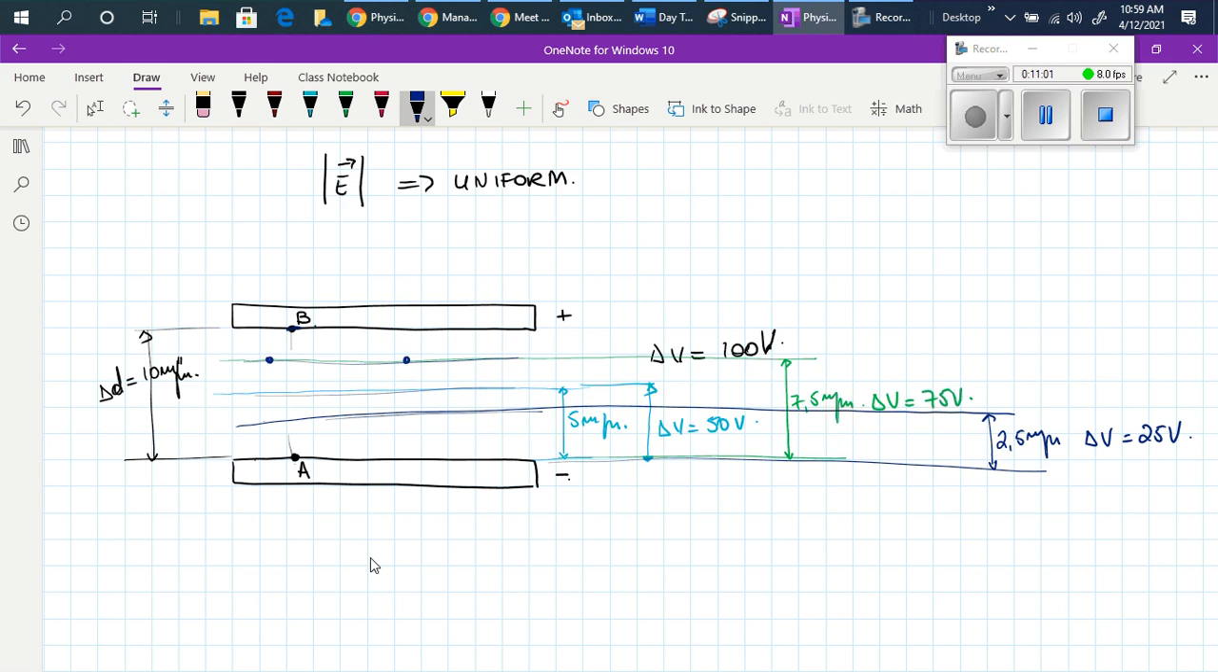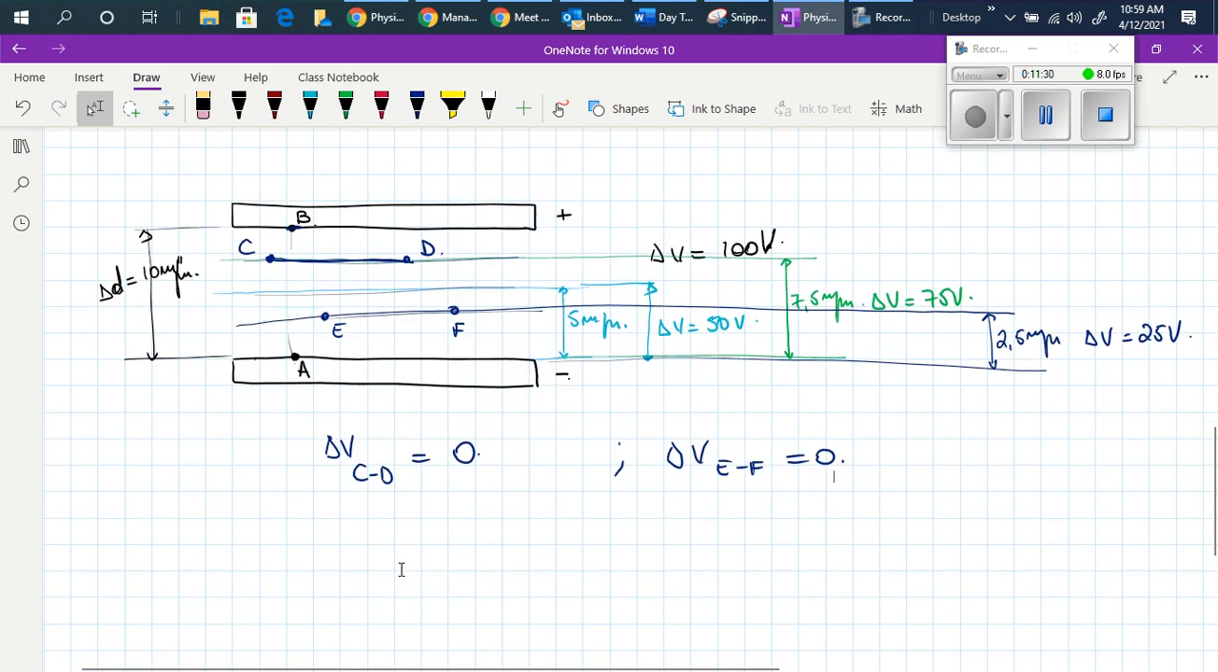This tells us that when you are on those lines that are the same distance from the plates, the change of voltage between a point C and a point D, delta V between C and D, is equal to 0. There is no change of voltage between C and D or between any points E and F. The change of voltage between E and F is equal to 0.